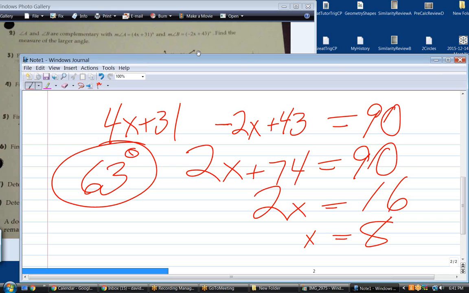Not if they're complementary, we don't. Oh yeah, because they both equal 90 degrees. Right, so the angle B has to be 27, but we don't even need that. Once this came out to be greater than 45 degrees, we knew it was the larger angle. And so we're kind of done.